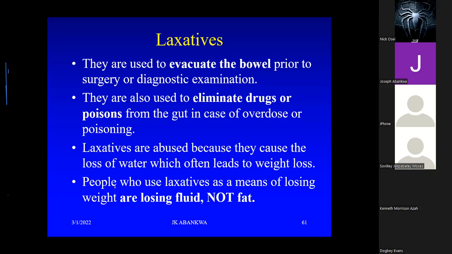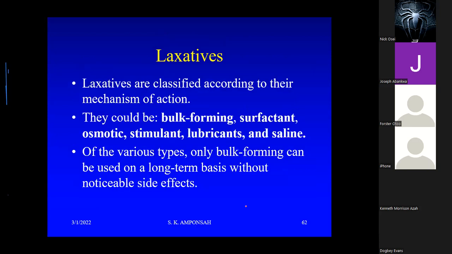You'll be walking by the street, and before you realize, something falls from you. Anyway, just by the way. So people who use laxative as a means of losing weight are losing fluid, not fat. So know that if you are fat and you think you are taking it to reduce your fat, please be careful. Otherwise, you'll be walking, like I said, and something dangerous can come out from your... anyway.